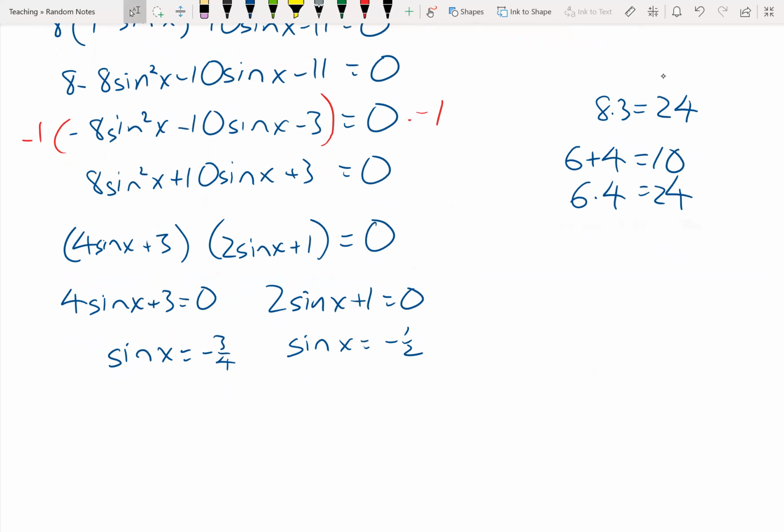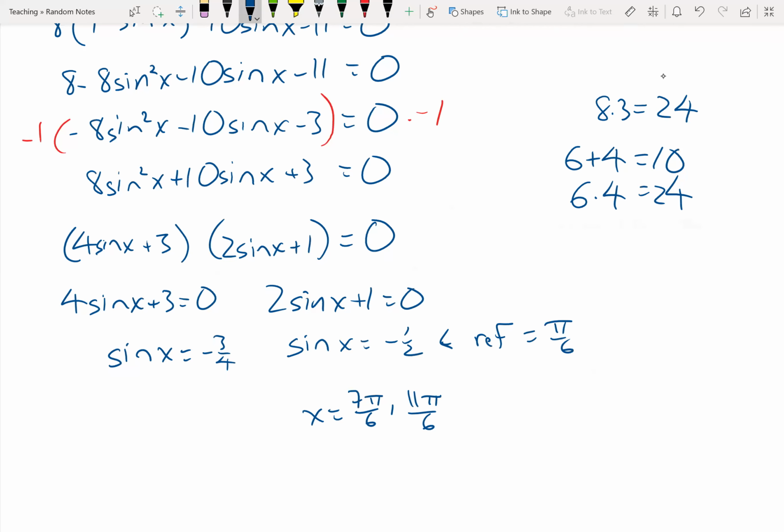Now the one on the right is a special angle, sine 1/2. But let's see, negative 1/2 puts it in the third and fourth quadrants, and I know my reference angle is pi over 6. So I need my third and fourth quadrant pi over 6 angles. So that's 7 pi over 6 in the third quadrant and 11 pi over 6 in the fourth. So that's for the right-hand side.